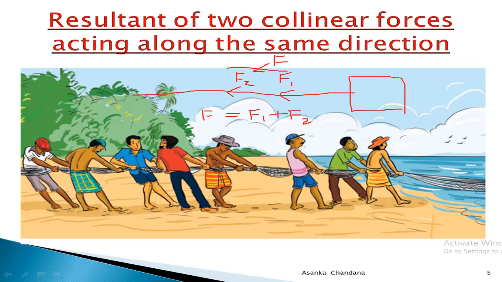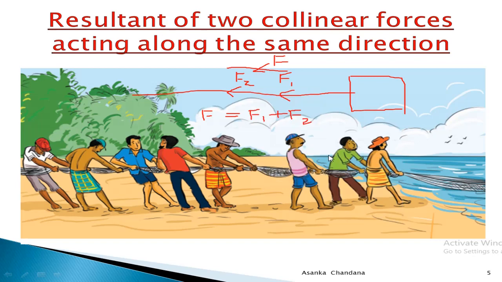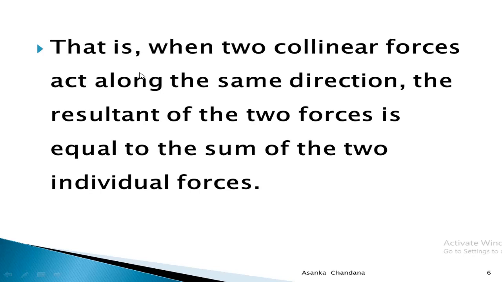Now we have learnt about the resultant of two collinear forces acting along the same direction. In this situation, how do we take the resultant force? If several forces act in the same direction, the resultant force can be taken by the addition of each individual force. Then we will go to our next one, when two collinear forces act along the opposite direction.